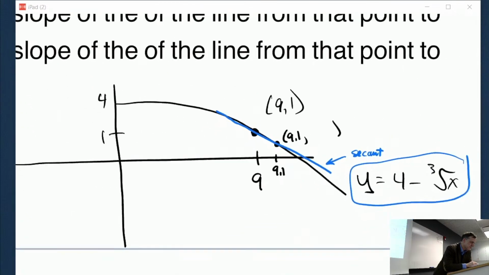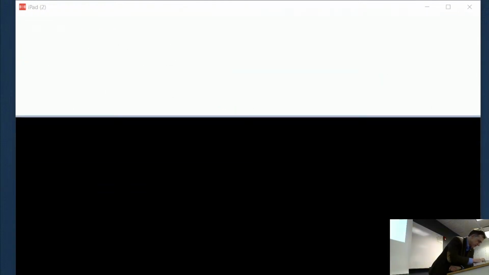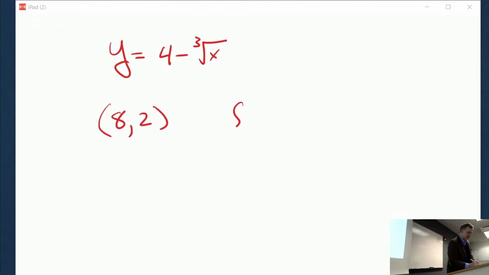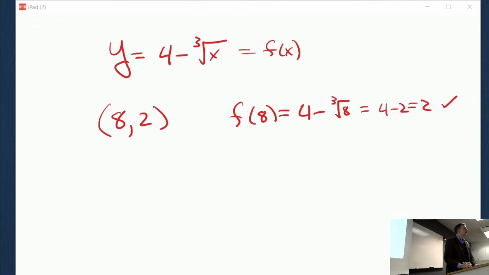Okay, let's start fresh. Let's just go to the bottom and start fresh. Okay, so we're going to start with this. Y is equal to 4 minus the cube root of x. And I'm going to start at the point 8, 2. So let's double check. If you plug, let's call that f of x. F of 8 is 4 minus the cube root of 8, which is equal to 4 minus 2, which is 2. Okay, double check. So that's my poor mental arithmetic. So let's start fresh with this one.